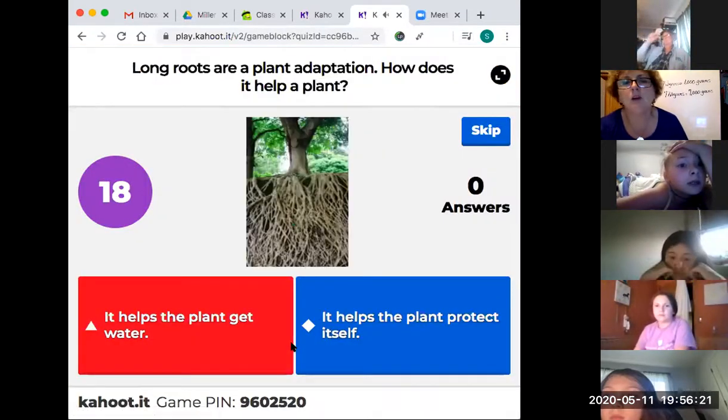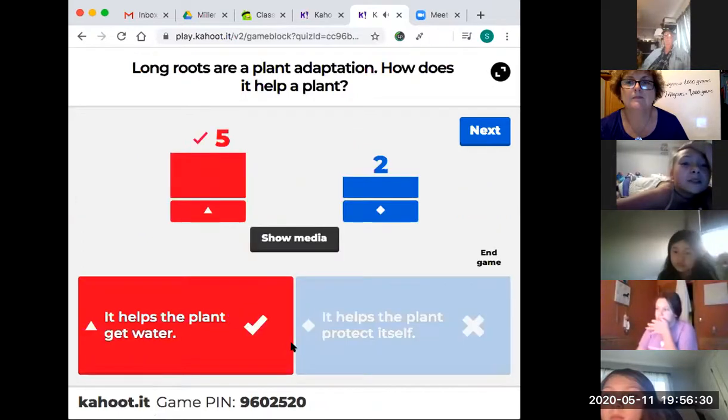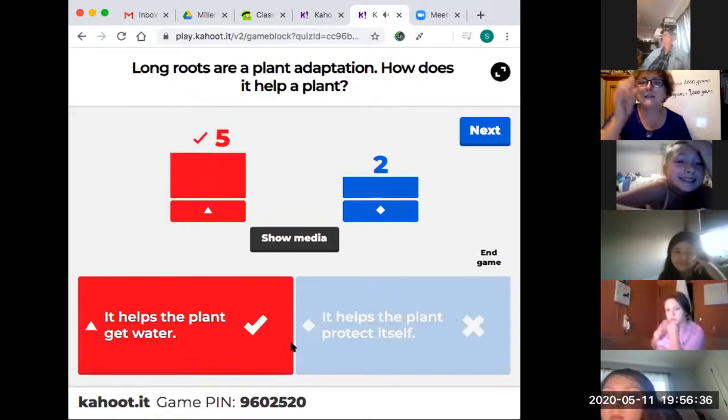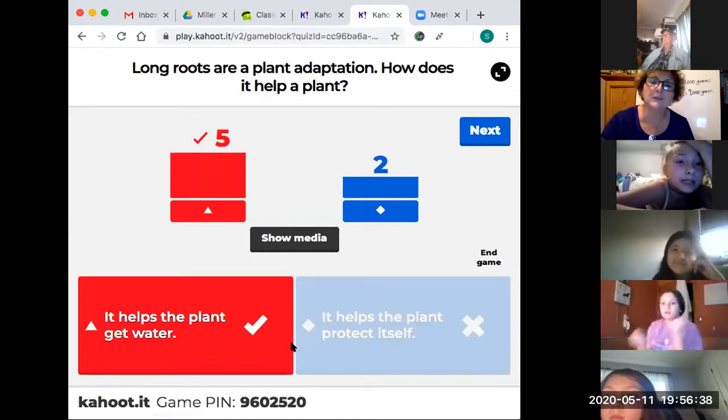Adaptation. How do long roots help a plant? We went over that. It was in the thing from last week, on the choice board. Helps it get water. Yep, you learned about this last week. That was one of your things on your choice board.